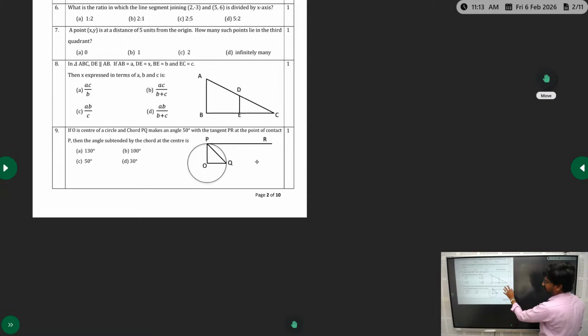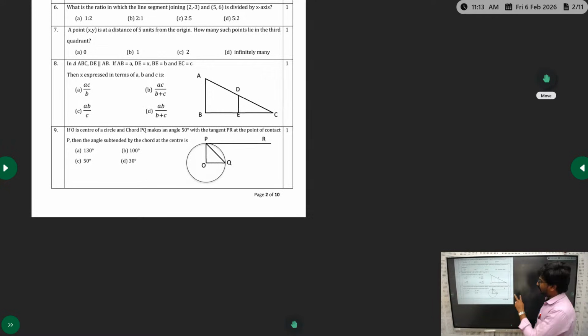Is this figure clear? Yes, sir. Tangent? Chord? What is the chord here? PQ. Okay. What is the tangent here? Yeah. What is the radius? PQ. Think about what they're asking us to find.